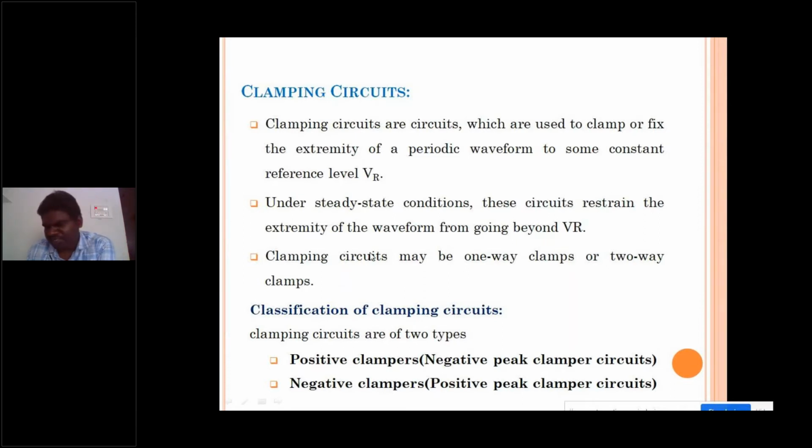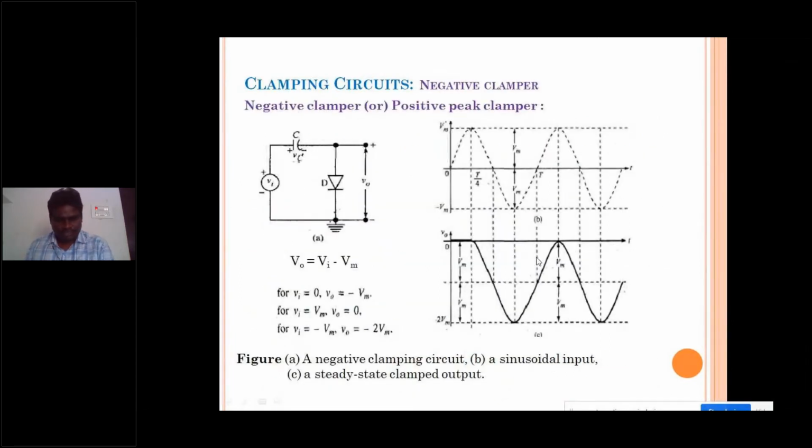Let me explain what a clamping circuit is. Clamping circuits are like clipping circuits. Clipping circuits are used to clip some portion, whereas clamping circuits are used to shift the extremities of the input waveform to some level. So the DC level of that particular waveform is shifted to another level. In clamping circuits also, we have two types, positive clampers and negative clampers. The positive clampers are also called negative peak clampers, and negative clampers are also called positive peak clampers.